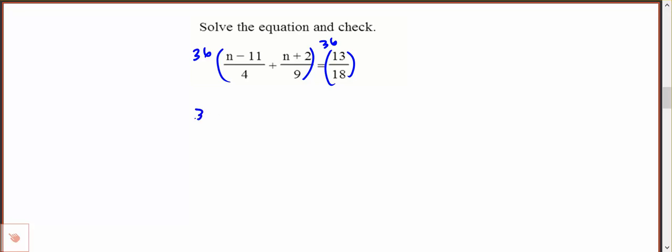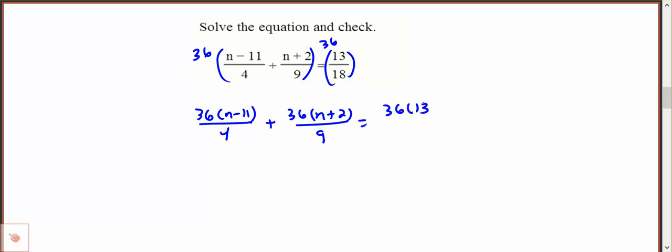So now I have 36 times n minus 11 all over 4 plus 36 times n plus 2 all over 9 equals 36 times 13 all over 18. Now, again, the reason we multiply by the common denominator is so that we can clear our denominators out. We should be able to simplify each one of those fractions now.